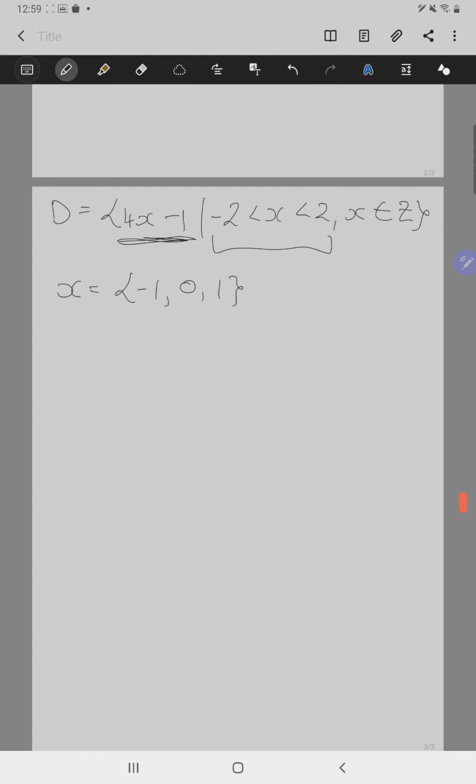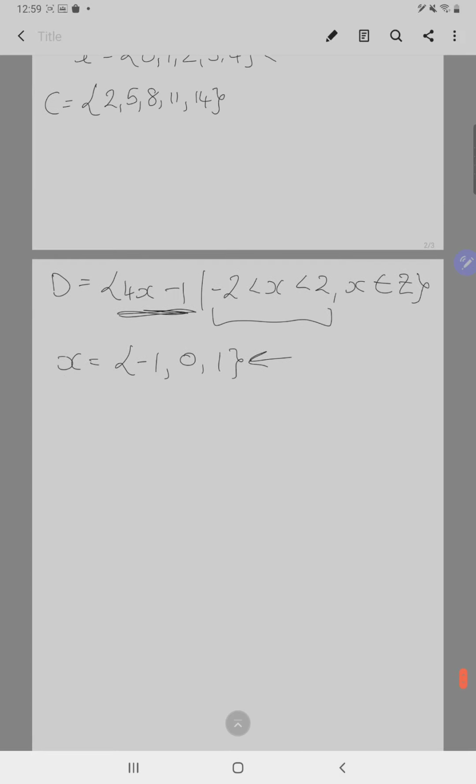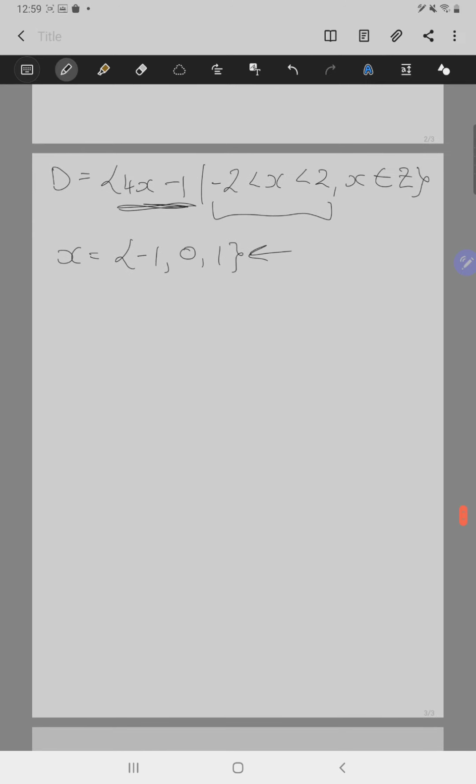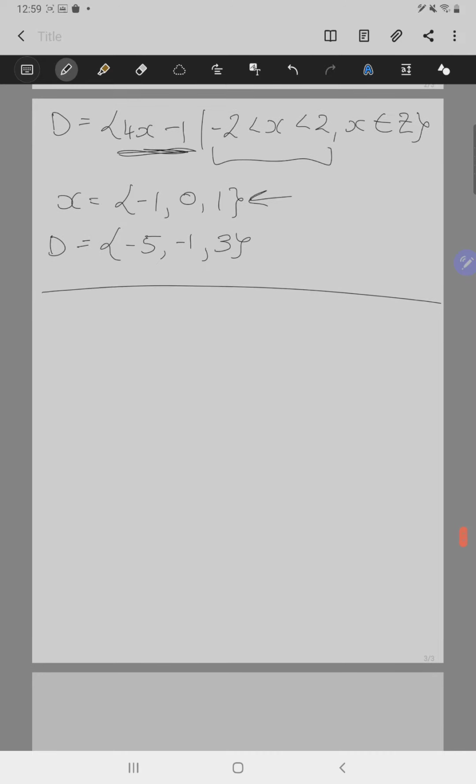D was defined by the rule 4x minus 1. So for each of the numbers here, we are going to multiply them by 4 and subtract 1 from it. So -1 times 4 is -4, -4 minus 1 is -5. 0 times 4 is 0, minus 1 is -1. 1 times 4 is 4, and 4 minus 1 is 3. So sometimes they can give you a question like that and just ask you to list the elements in it.